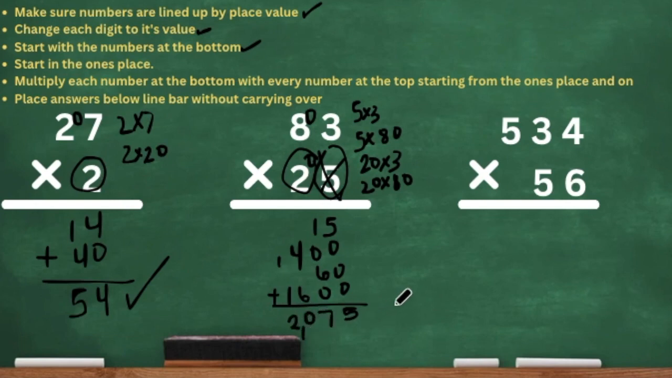Did you guys get that right? Practice. The more practice, the better. So let's go to the next one. We have a 3-digit by a 2-digit. It's going to take more work, which is okay.